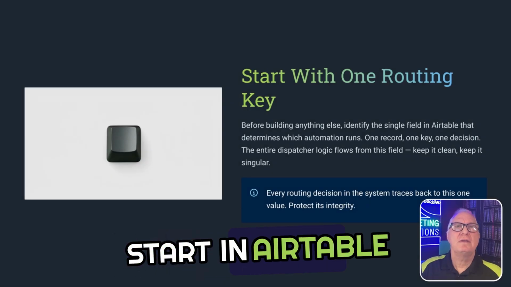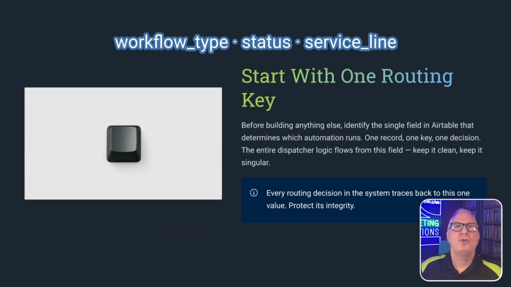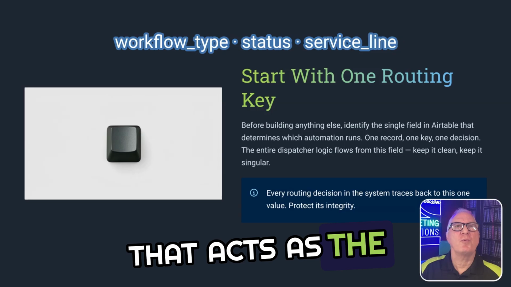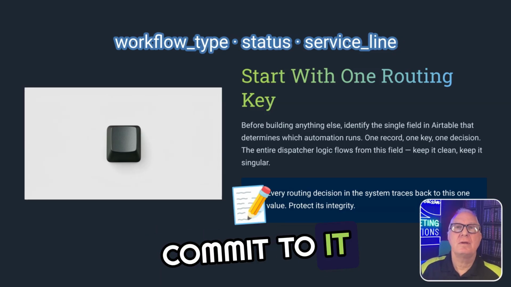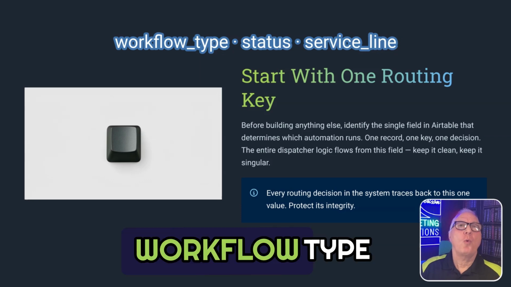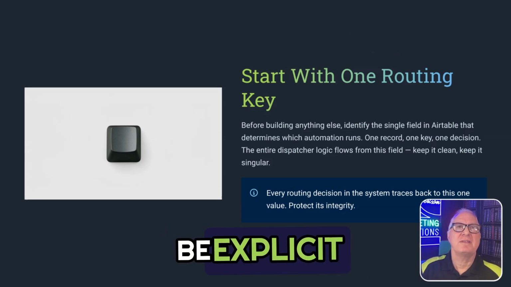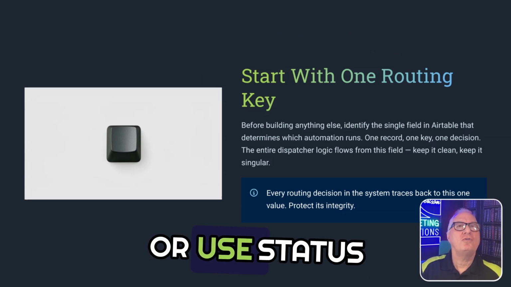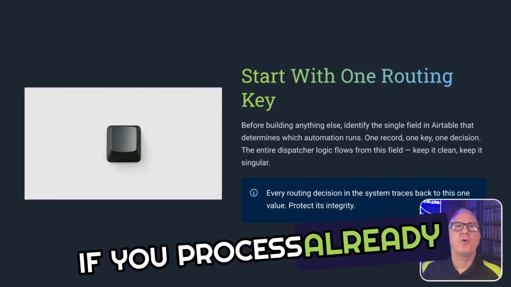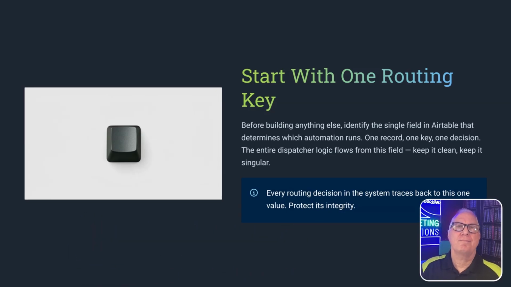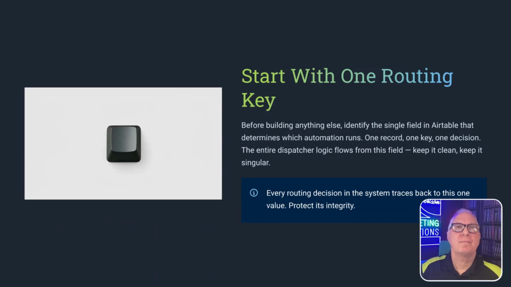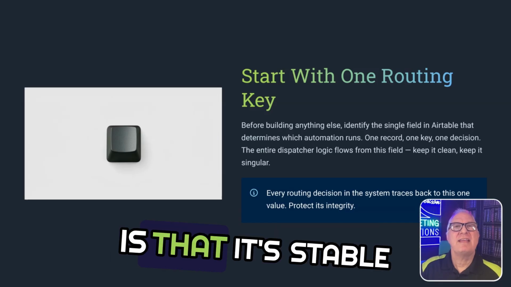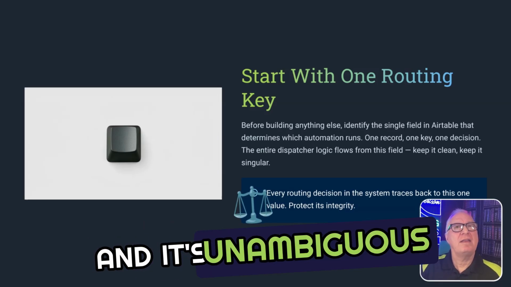Start in Airtable. You need one field that acts as the routing key. Pick one. Commit to it. Call it workflow type if you want to be explicit. Or use status if your process already encodes intent there. Or service line if routing is organizational. What matters is that it's stable and it's unambiguous.